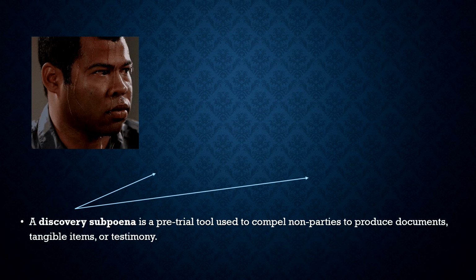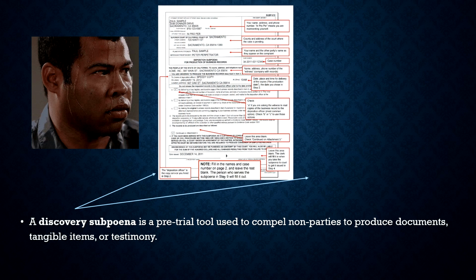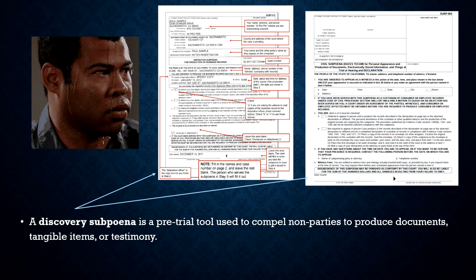This next example is a discovery subpoena. A discovery subpoena is a pretrial tool used to compel non-parties to produce documents, tangible items, or testimony. Common types include deposition subpoenas for testimony, as well as subpoena duces tecum for documents. These are vital for gathering evidence from outside parties during litigation.